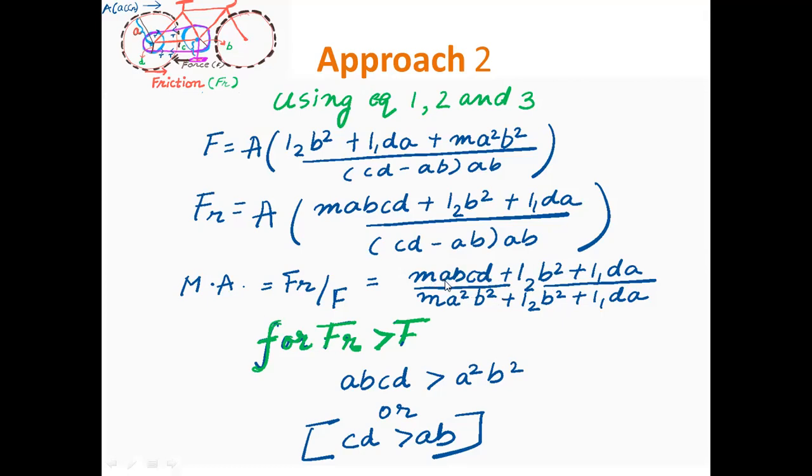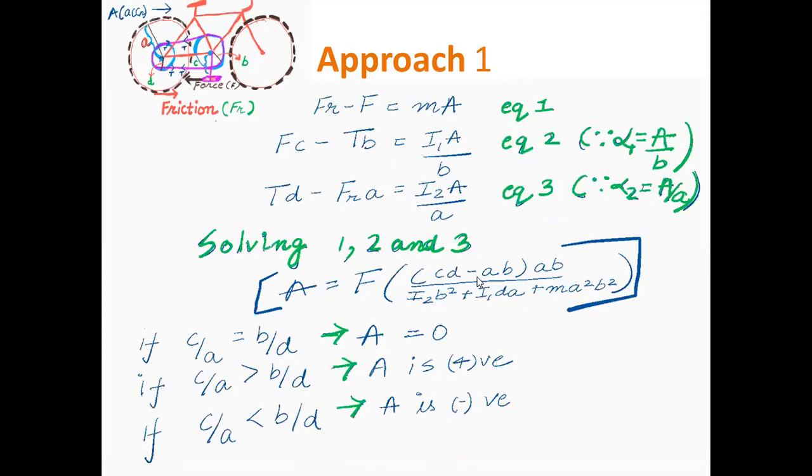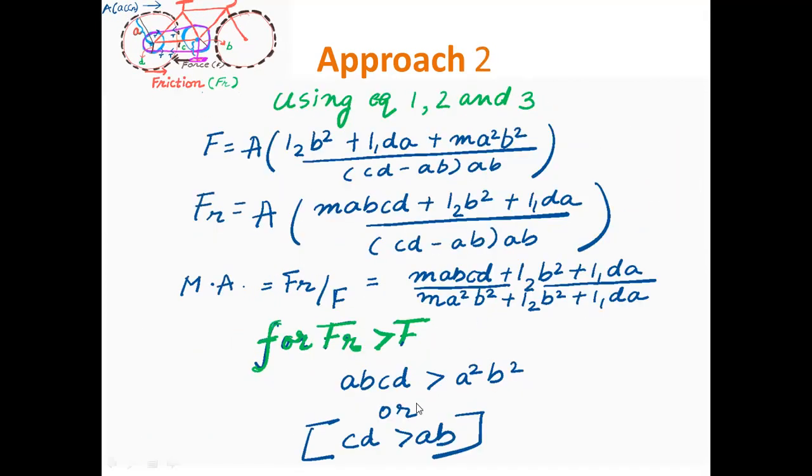So if I want the numerator to be greater than the denominator, then ABCD has to be greater than A square B square, right? Because if this is greater, then the numerator is greater, and then ultimately the expression is greater than 1. And that ultimately gives me the same result. CD has to be greater than AB, which is what I was talking about in the last case as well. CD must be greater than AB. So overall, I get the same answer.